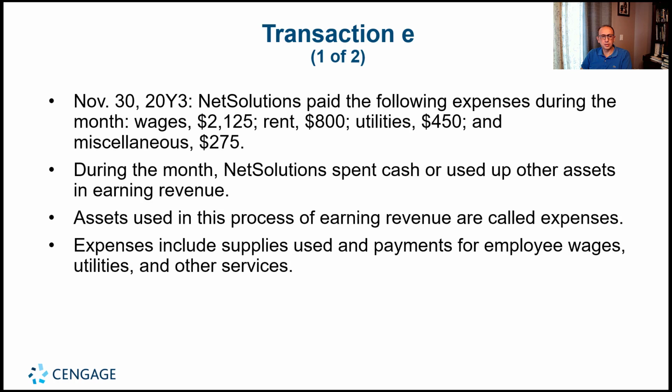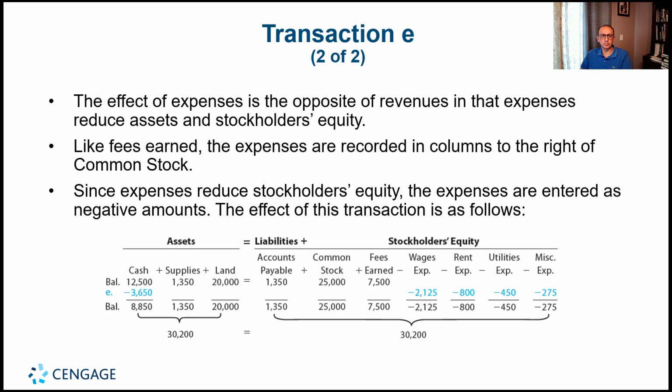During the month, Net Solutions spent cash or used up other assets in earning revenue. Assets used in this process of earning revenue are called expenses. Expenses include supplies used and payments for employee wages, utilities, and other services. So let's see how this would impact the accounting equation. The effect of the expenses is the opposite of revenue: expenses reduce assets and stockholders' equity.